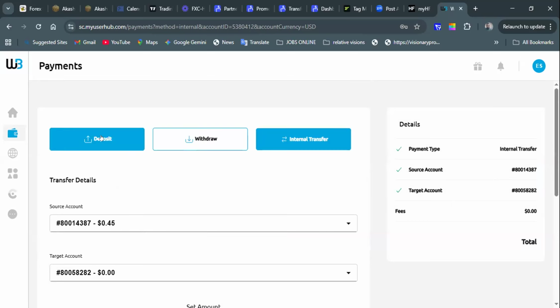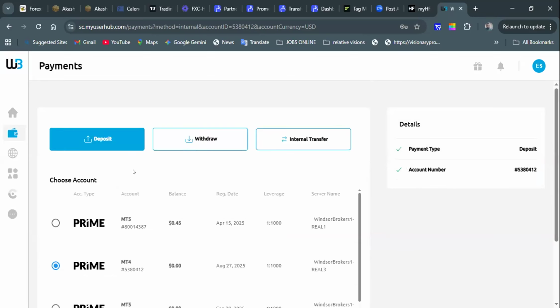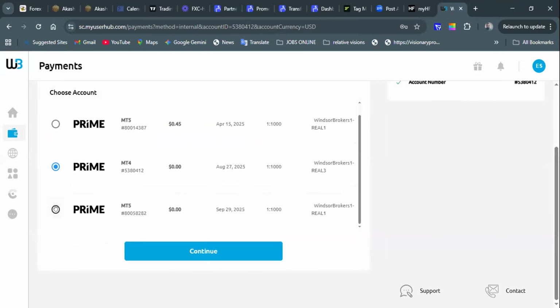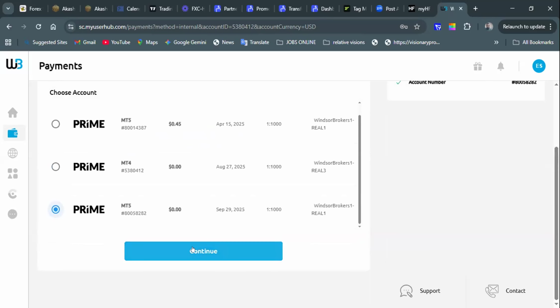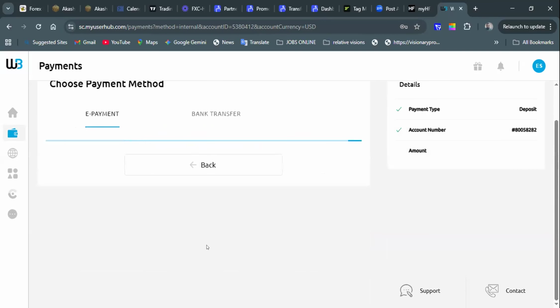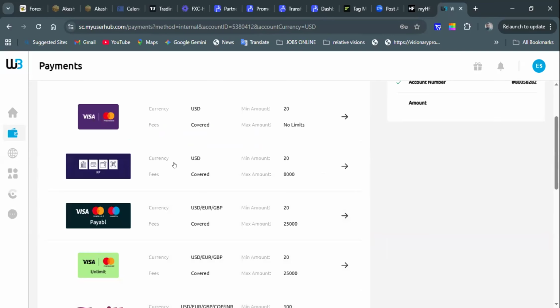So let's go back to deposit because that's what we want to do right now. So I come to deposit. On the last session I did deposit there, but today I'll just guide you and then you see how that works. So I want to deposit on this last account. I click on it after I select deposit. Then the next thing I want to do is to click on continue.